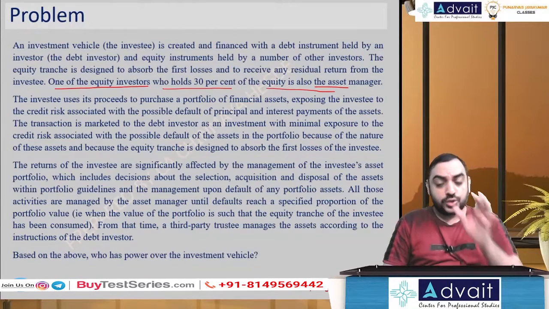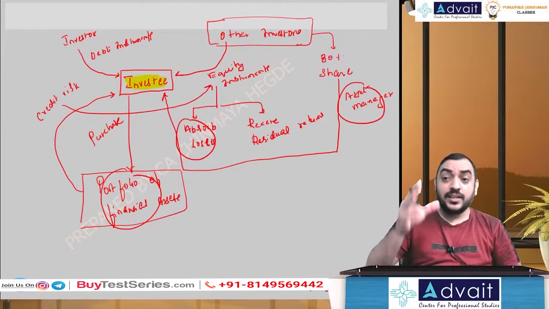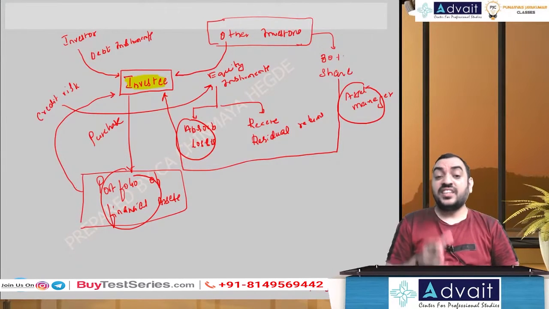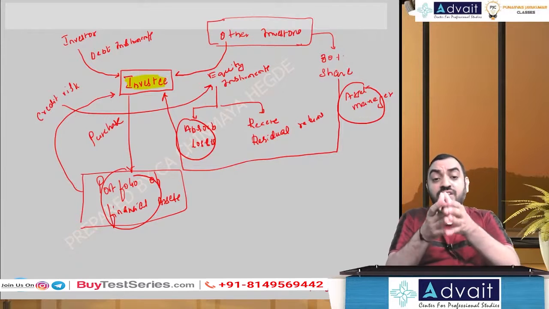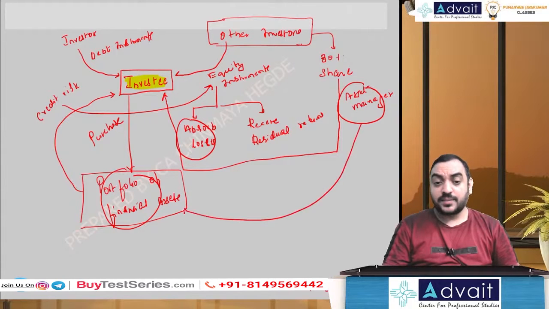Okay, so far what we discussed is the structure of the organization. The main principal activity of the investee is to invest in financial assets. And who makes the decision about the financial asset? Asset manager, up to a particular point. Up to what particular point?